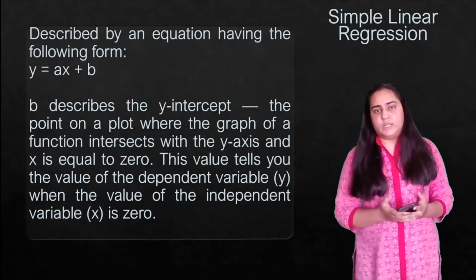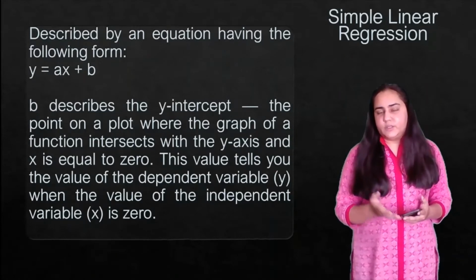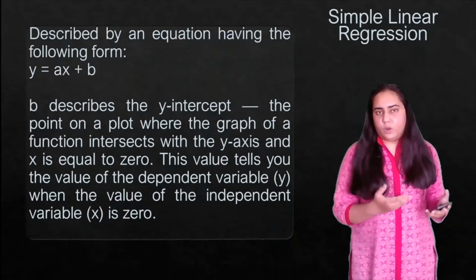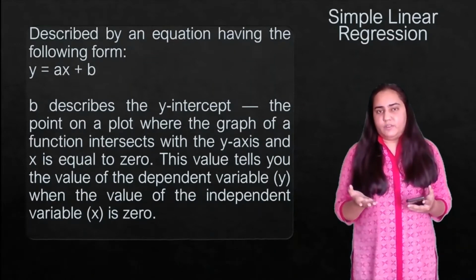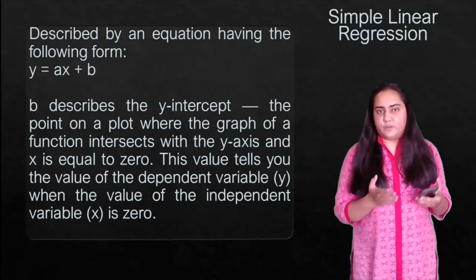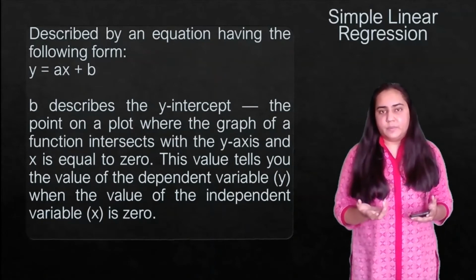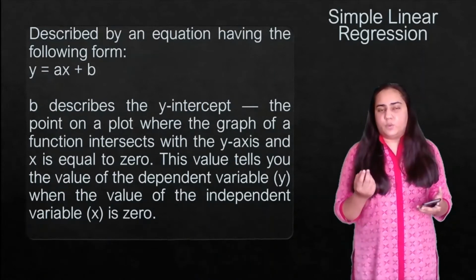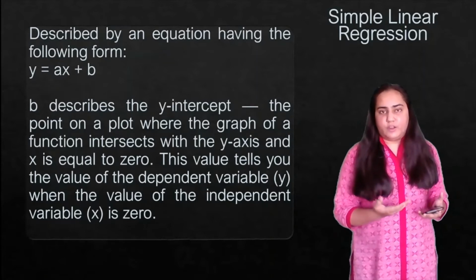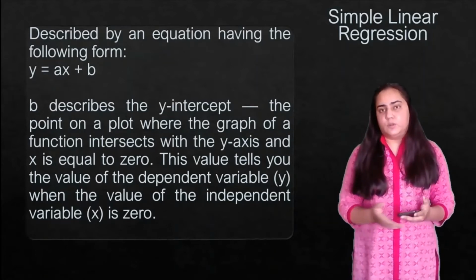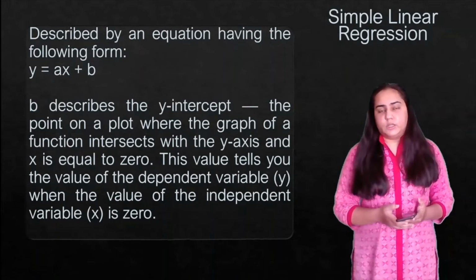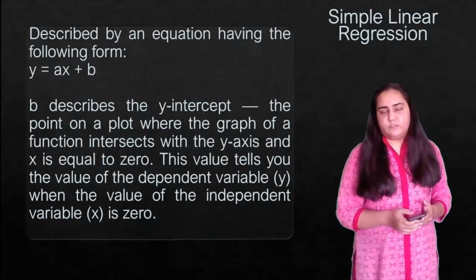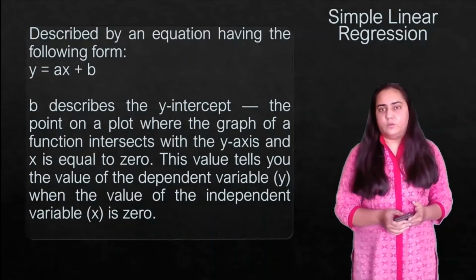So I think that's pretty clear that whenever you put the value of x as 0 and you've got the values of y and a, then whatever value is present for y when x is 0, that value would tell you the value of b. So b is the y-intercept. It intersects the graph in the y-axis when x is equal to 0. So that's what b is. And now you know what the equation is all about. So let's proceed further and see how you can create your own regression line.